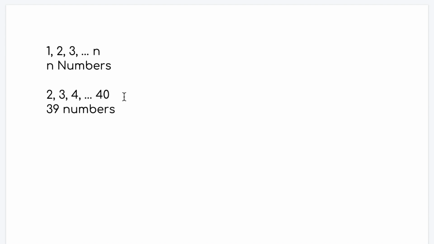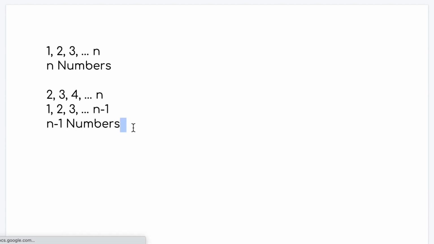Now again, let's move on to the general case. Let's say this is n. Then how many numbers are in this list? Well, again, we follow a similar process. We subtract 1 from all of these numbers, so it gives 1, 2, 3, all the way up to n minus 1. Right, and in total, this is n minus 1 numbers. So this means that if we start with 2, we will have n minus 1 numbers if it goes up to n.